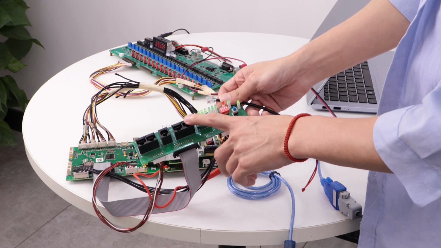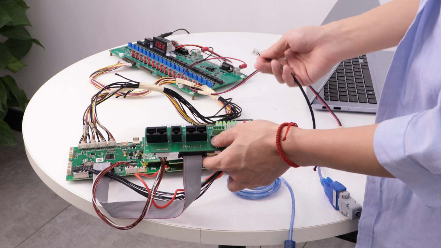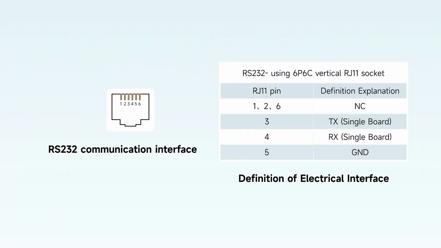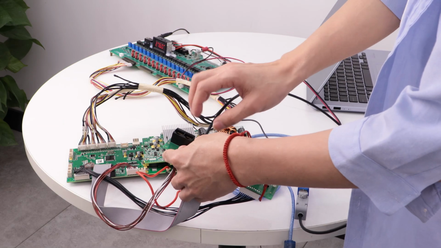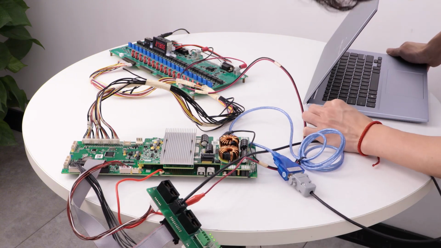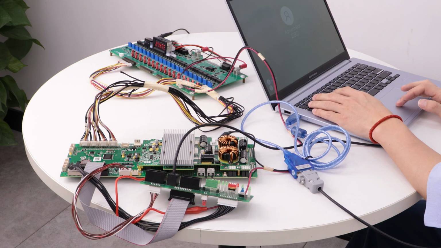Therefore, the interface can be inserted in the 232 position. This line can be wired 1-to-1 according to the pin definition provided in the specification. After the other end is connected to the USB port of the computer, it can be operated on the computer. We will provide the host computer to our clients.